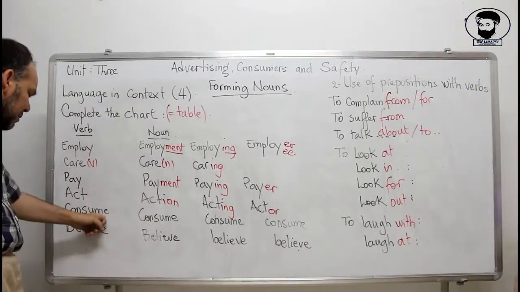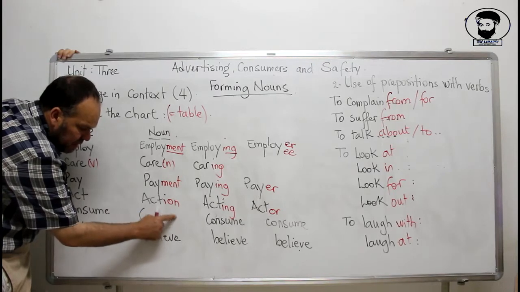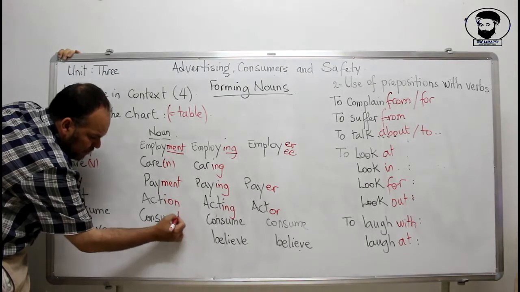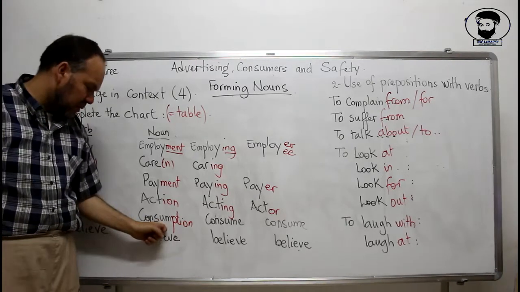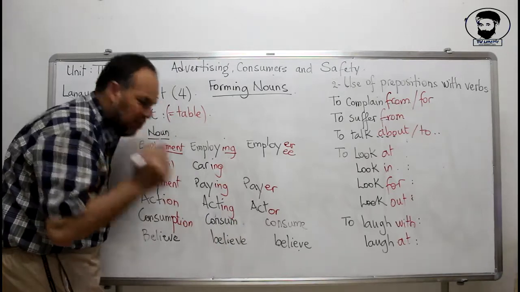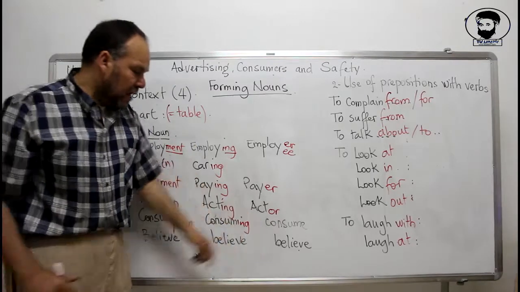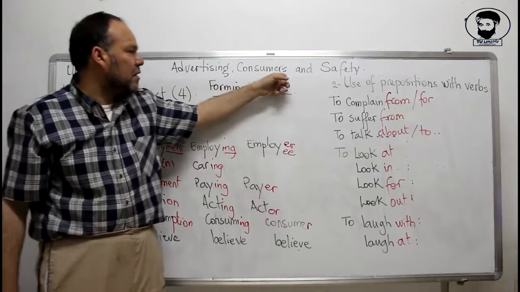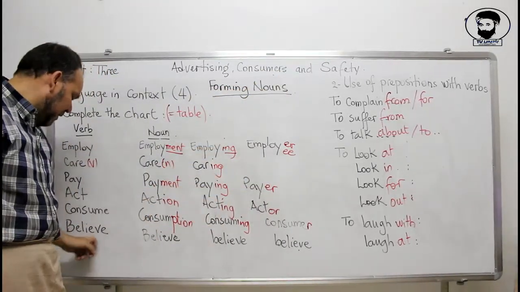Now, the verb to consume. In English the noun is consumption. Or we drop the e, because we cannot write two vowels, and write consuming. Or you write consumer. We have seen this word here: consumers. All these are nouns.